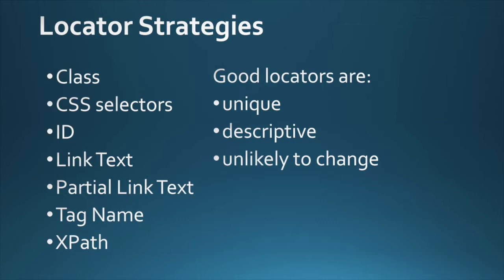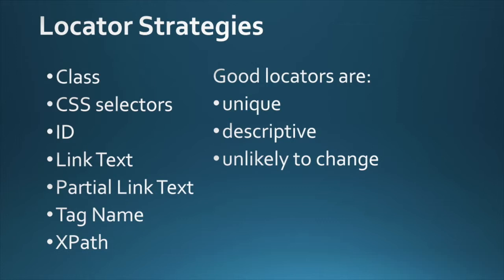Locator strategies. Now this is the main point of today's discussion. There are different locator strategies which you can use as part of your automation testing. While you are creating your script, you can identify objects on the basis of class, CSS selectors, ID, link text, partial link text, tag name, XPath.